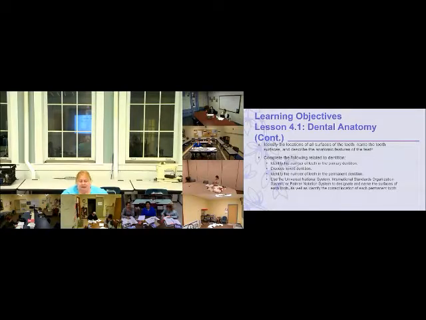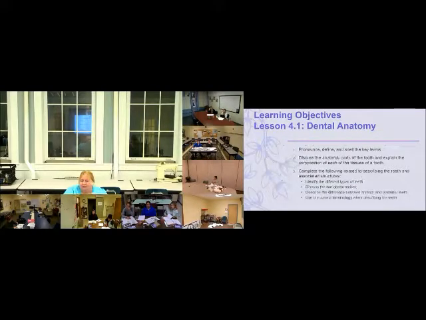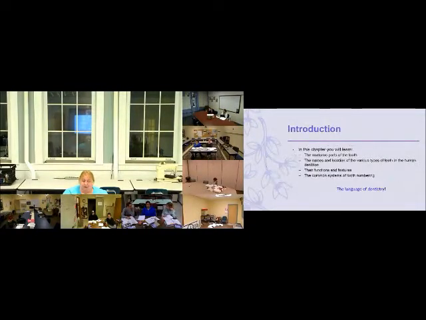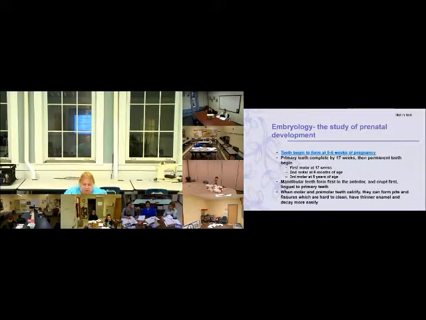So the dental anatomy, we've got a couple objectives. Again, we start with pronouncing, defining, spelling the key terms. We want to learn the anatomic parts of the tooth, explain the tissues of the tooth, and then we'll get into the teeth themselves and how we talk about them, the terminology that we use for talking about teeth. All right, so this is the language of dentistry, as I said.